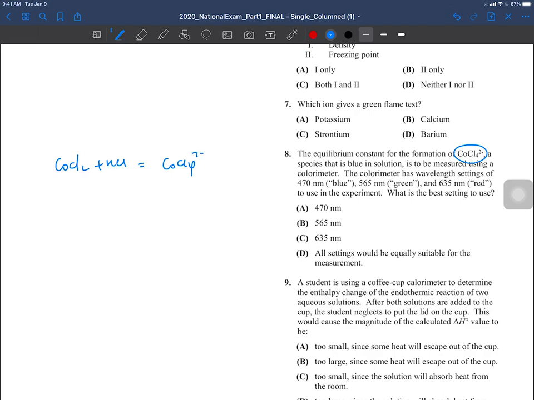So let me show you the net ionic equation. Basically, you can say it is the cobalt aqueous plus the chloride, and they produce the complex. That's it, right? These two ions have different colors. This is something you are supposed to know. This color is pink, this color is blue.